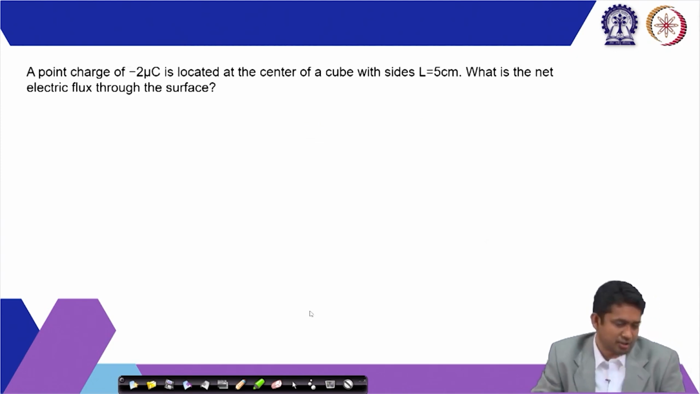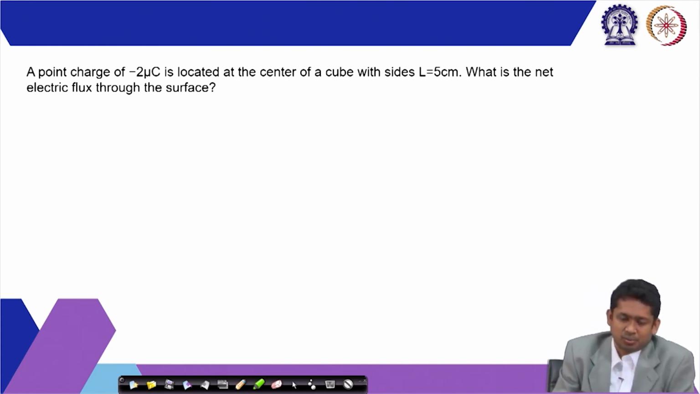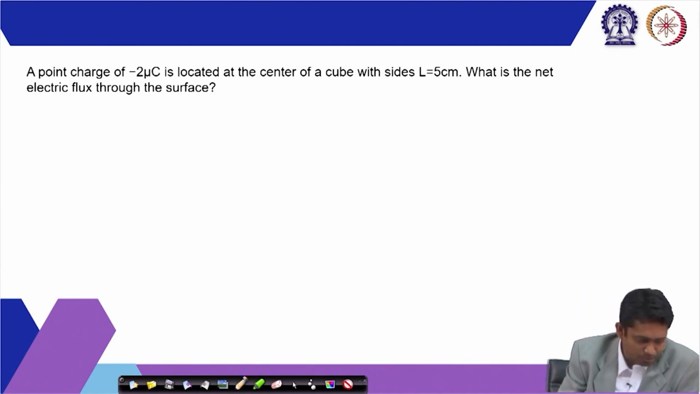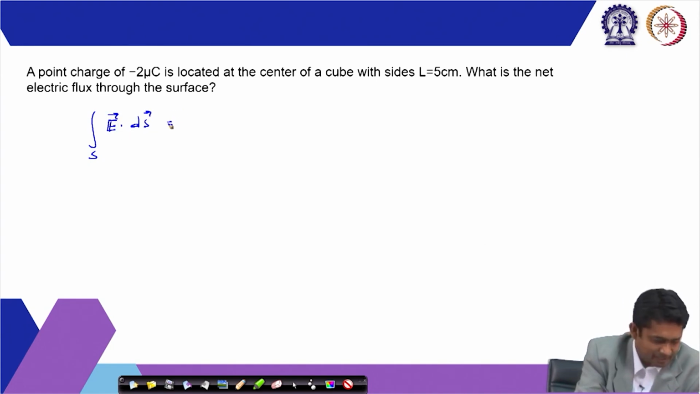A point charge of minus 2 microcoulomb is located at the center of a cube with sides L equal to 5 centimeter. What is the net electric flux through the surface? Now, to solve this, our net electric flux is the surface integral of electric field dotted with ds, and that gives us the net electric charge.